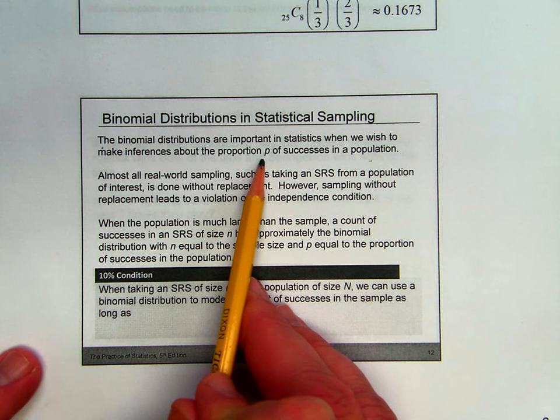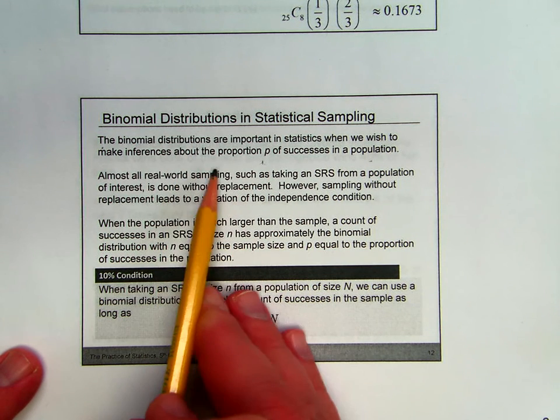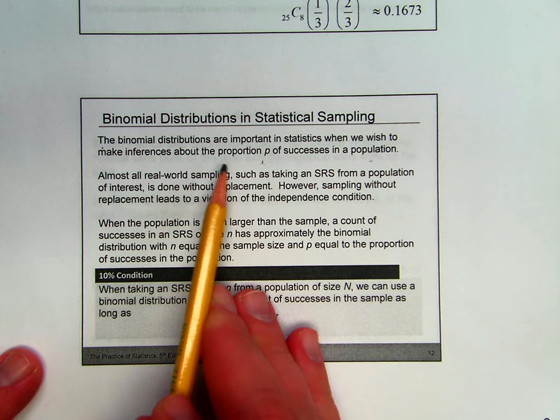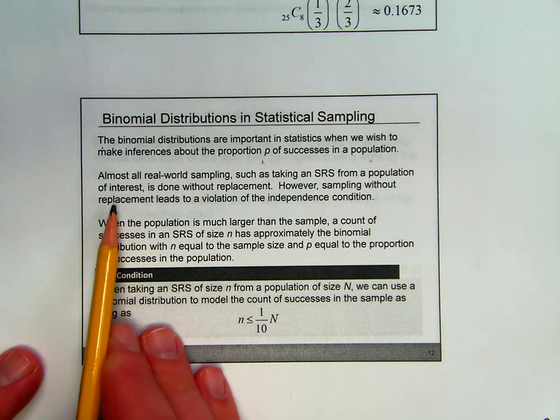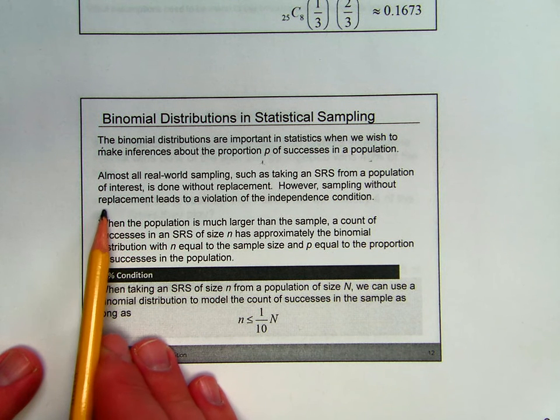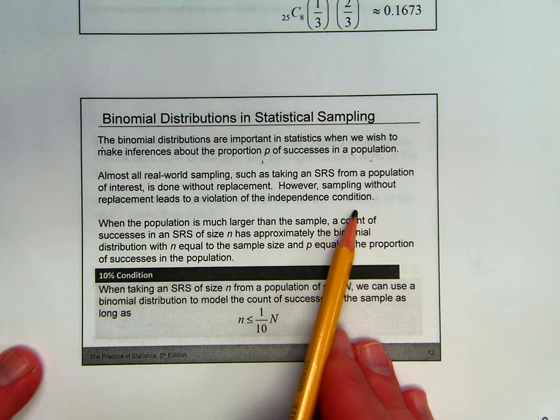Taking your data at hand that's based on a sample and making some kind of conclusions about the population. The binomial distribution is leading into things that's going to be a big deal with that. Almost all real-world sampling, such as taking a simple random sample from a population of interest, is done without replacement. However, sampling without replacement leads to a violation of the independence condition.